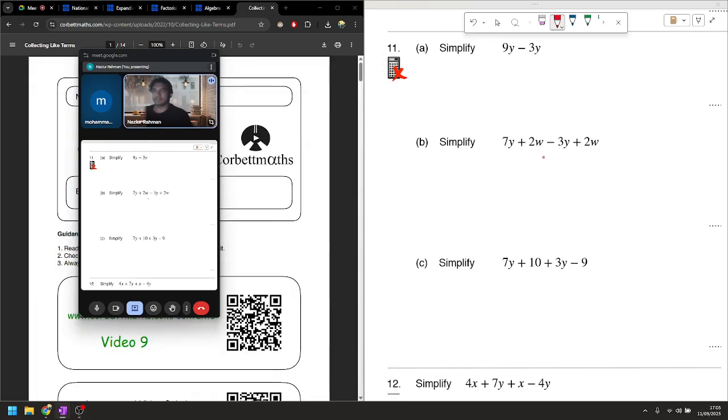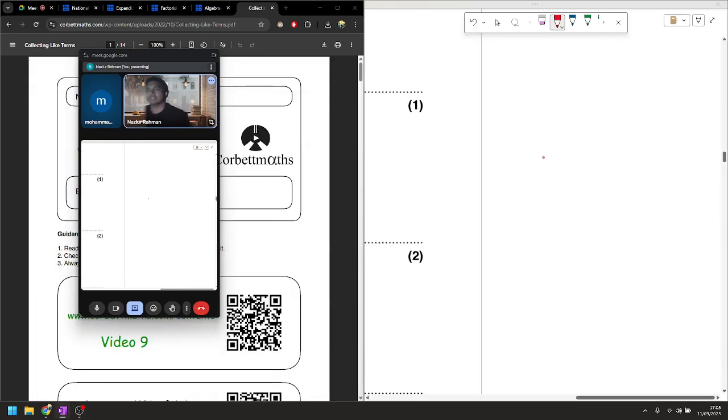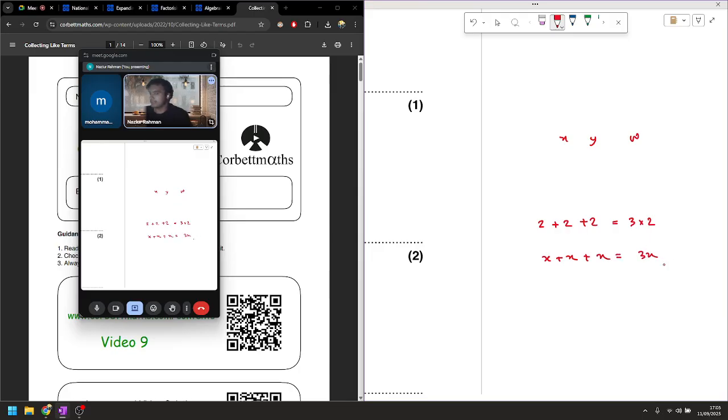Alright, so what have we covered so far? We've understood that these letters x, y, w, they just represent numbers. So just like you can say 2 plus 2 plus 2 is equal to 3 times 2, right? You can also say x plus x plus x is 3 times x, 3x, right? So 3x just means I have x 3 times.